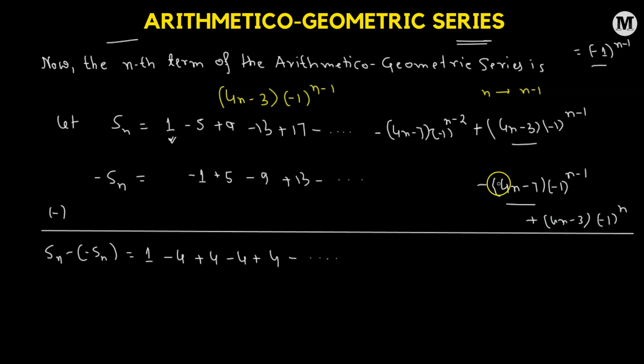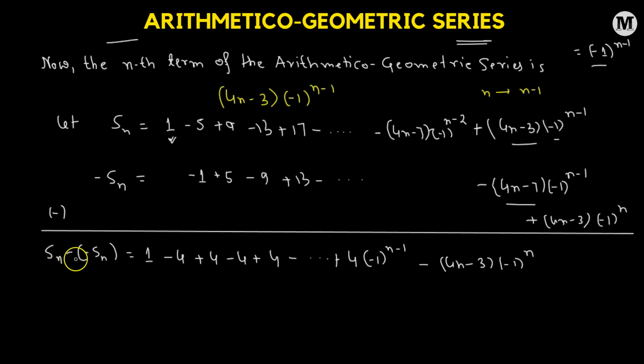When we perform the subtraction, that is going to leave us with positive 4. But we need to multiply it by negative 1 raised to the power of n minus 1. While subtracting, we have taken negative 1 raised to the power of n minus 1 as the common factor. So we have subtracted 4n minus 7 from 4n minus 3, and this is going to give us a positive value 4. Then we have minus the last term of negative Sn. So that's going to be 4n minus 3 multiplied by negative 1 raised to the power of n.